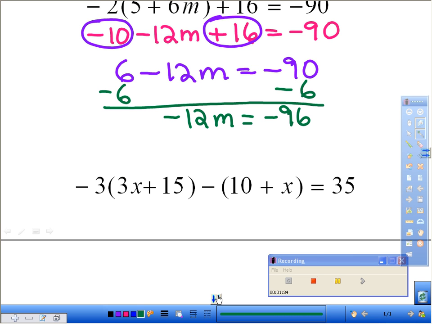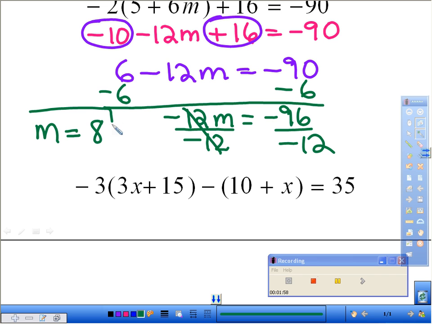Step 4, the final step, is to deal with any multiplying or dividing. So to undo multiply by -12, I'm going to divide both sides by -12. The -12's cancel out, and we're left with m equals -96 divided by -12, which is a +8. So m equals 8.